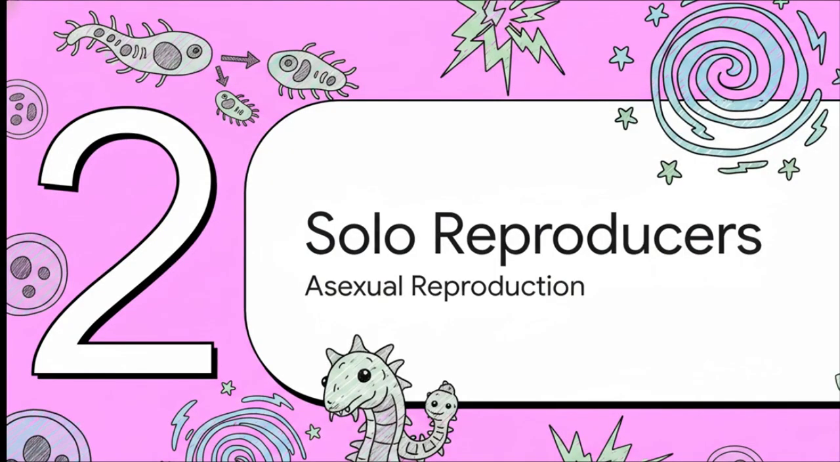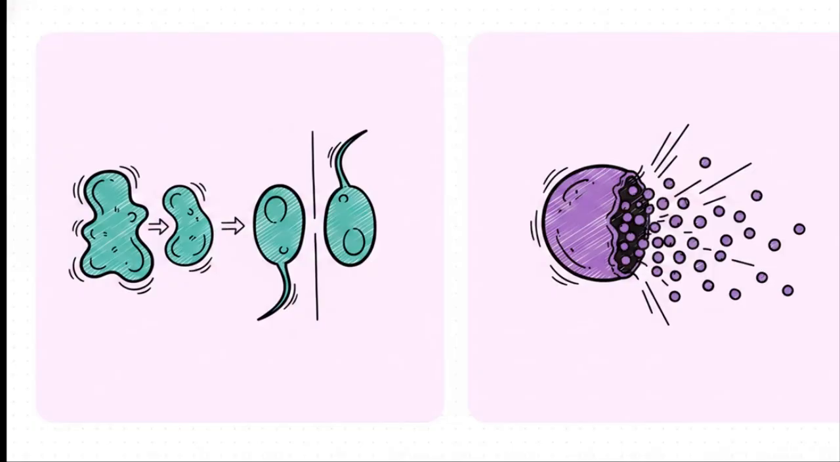Section 2, the solo reproducers, or asexual reproduction. Let's take a look at organisms that don't even need a partner. It's honestly like a showcase of biological superpowers. First step is fission, which basically just means splitting. And hey, this difference is a massive board exam favorite. In binary fission, 1 cell splits into exactly 2.